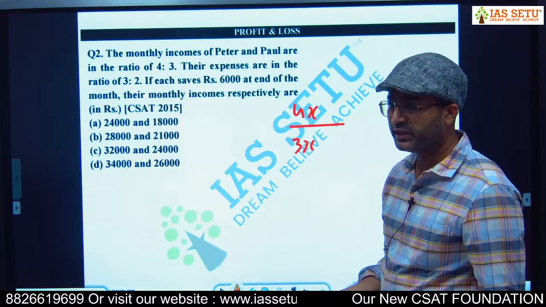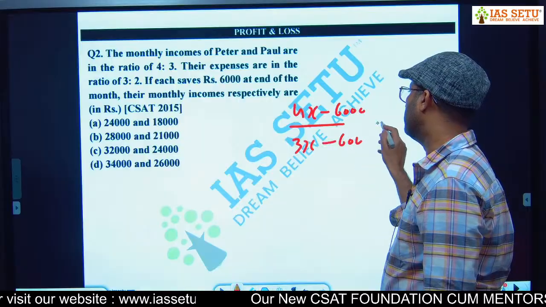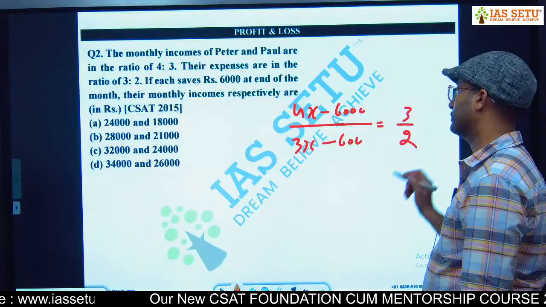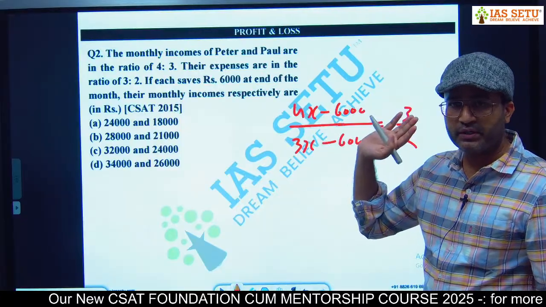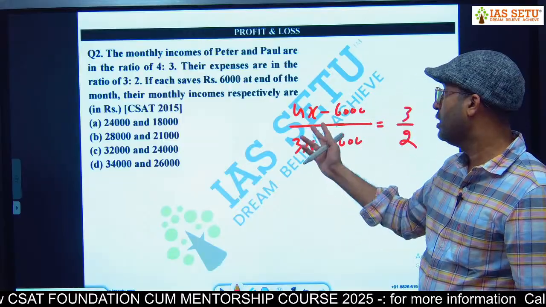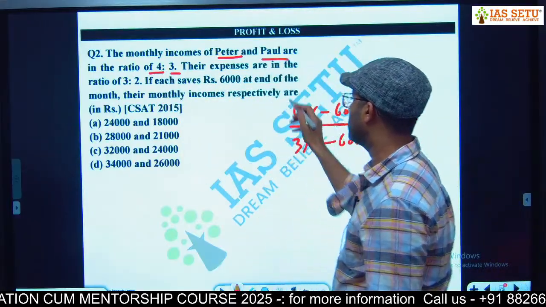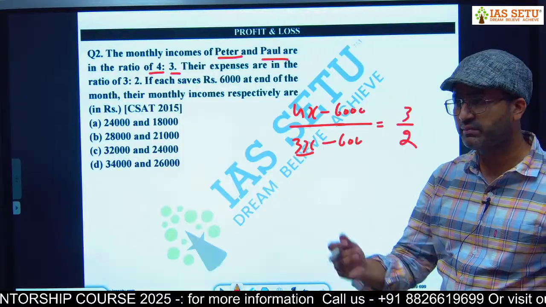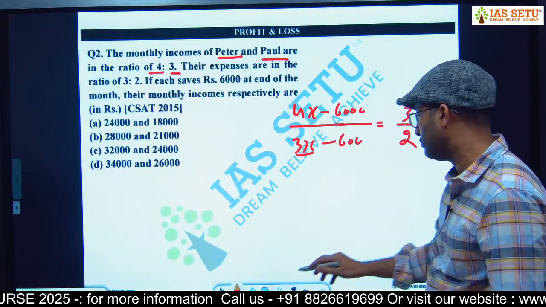Income minus saving is expenditure. तो income में से saving घटा दो, so that will be equal to expenditure. What is the expenditure ratio? 3 is to 2. तो 3 by 2. 4x is the income of Peter, 3x is the income of Paul. पार्टनरशिप वाले हैंडआउट में सेम क्वेश्चन डिस्कस किया था मैंने. इनकम माइनस सेविंग इज एक्सपेंडिचर, इनकम में से सेविंग हटा दो वो एक्सपेंडिचर है, तो एक्सपेंडिचर से इक्वेट कर दिया.